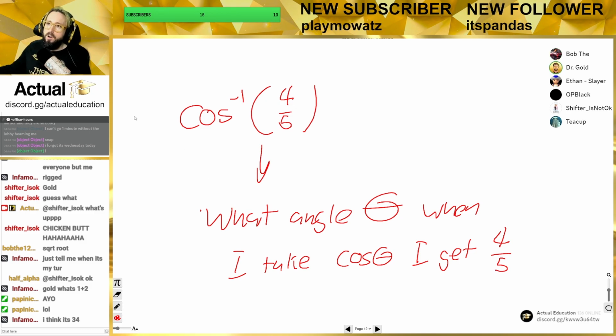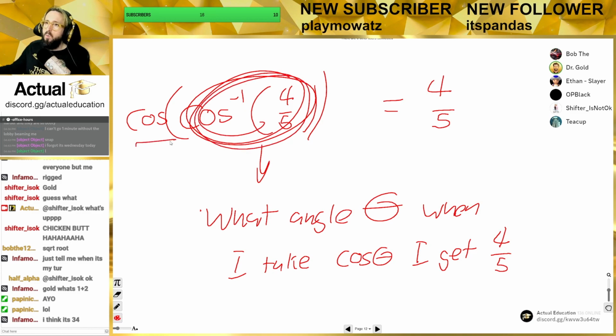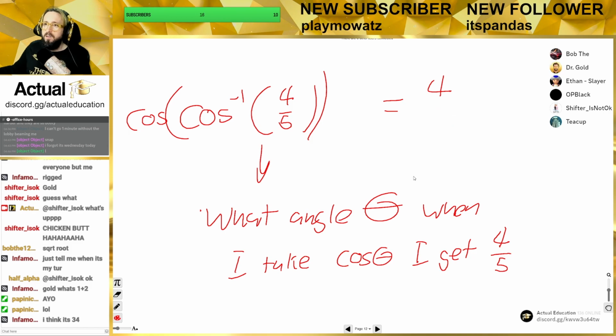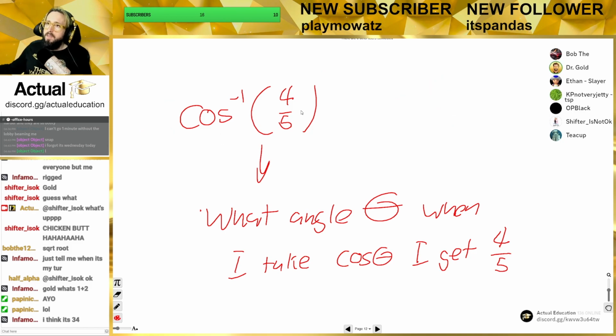The reason this works: do you see how if I do cosine of inverse cosine, this would just give me 4 over 5? This is an angle such that when I take the cosine of it, I get 4 over 5. That's what it means. Inverses work the same way.